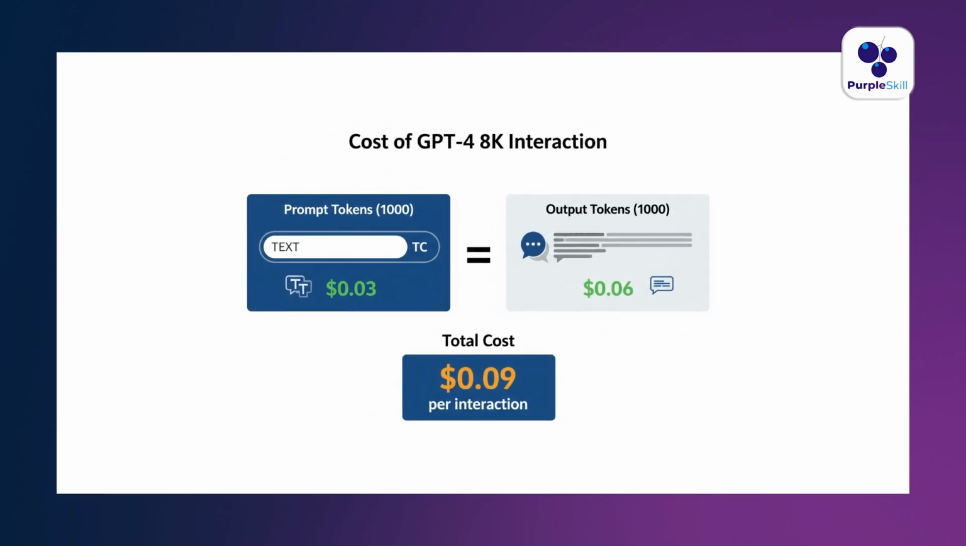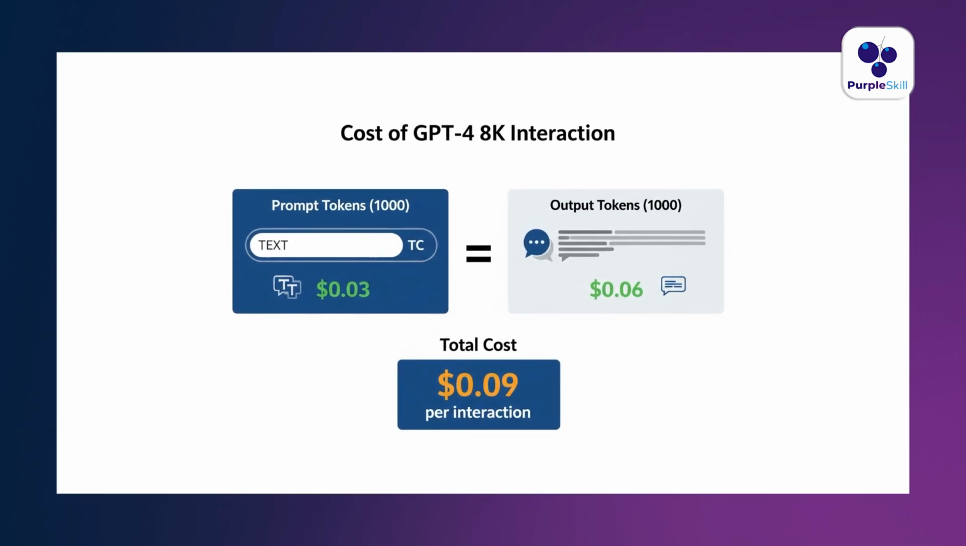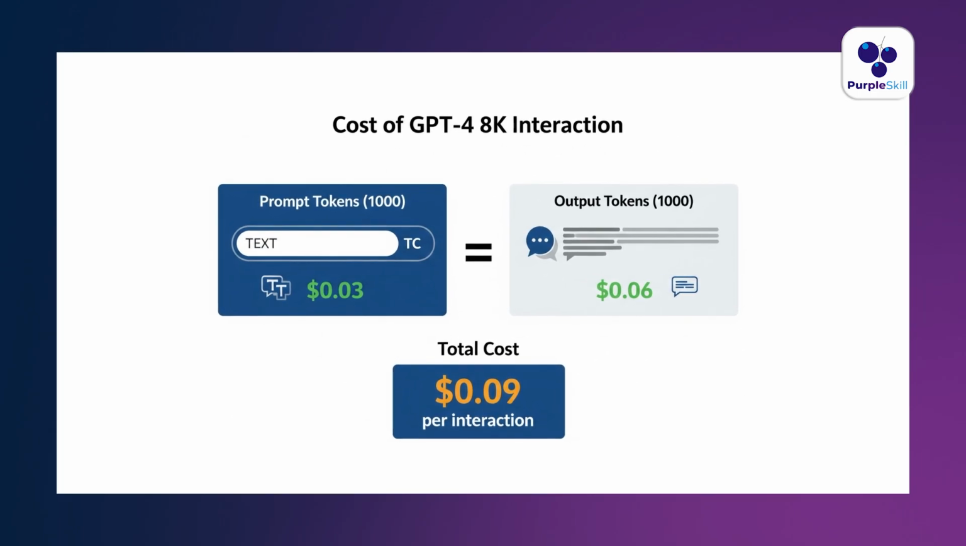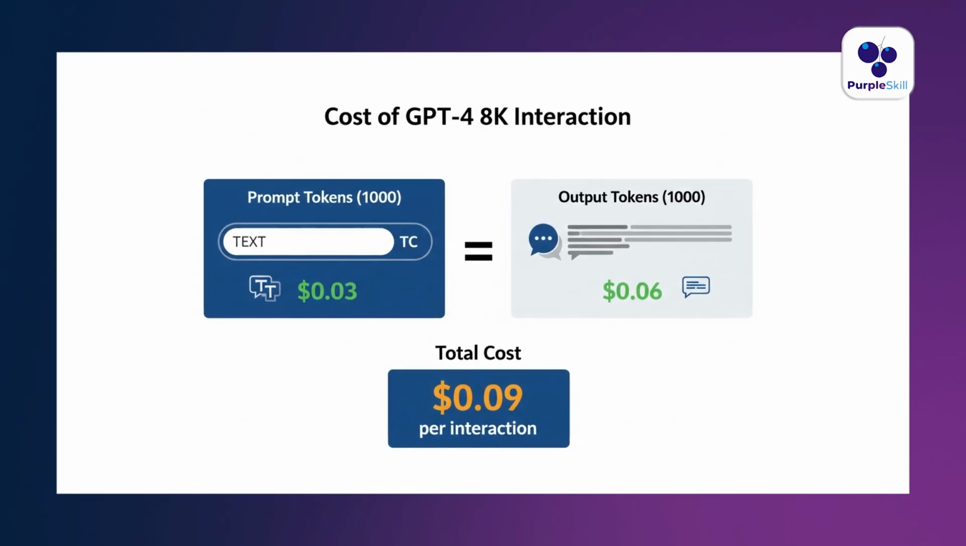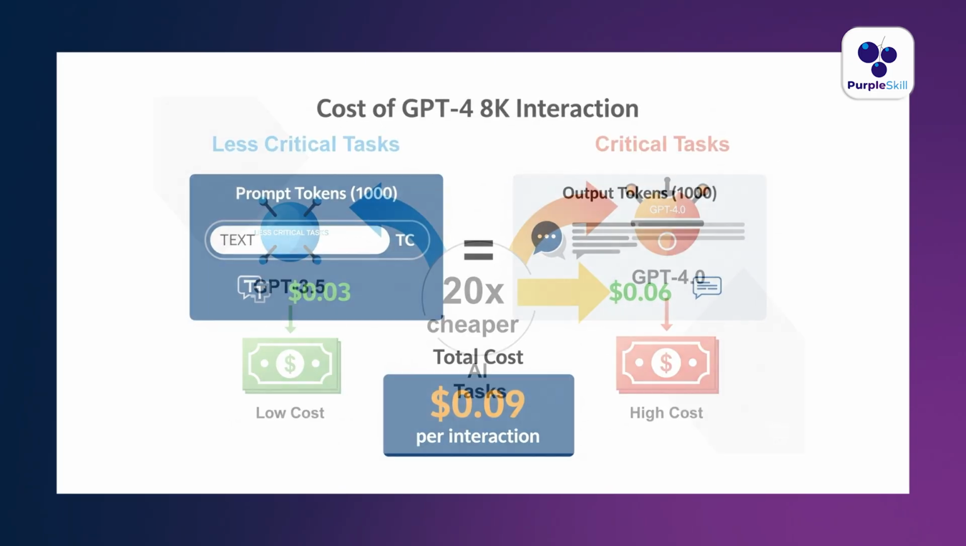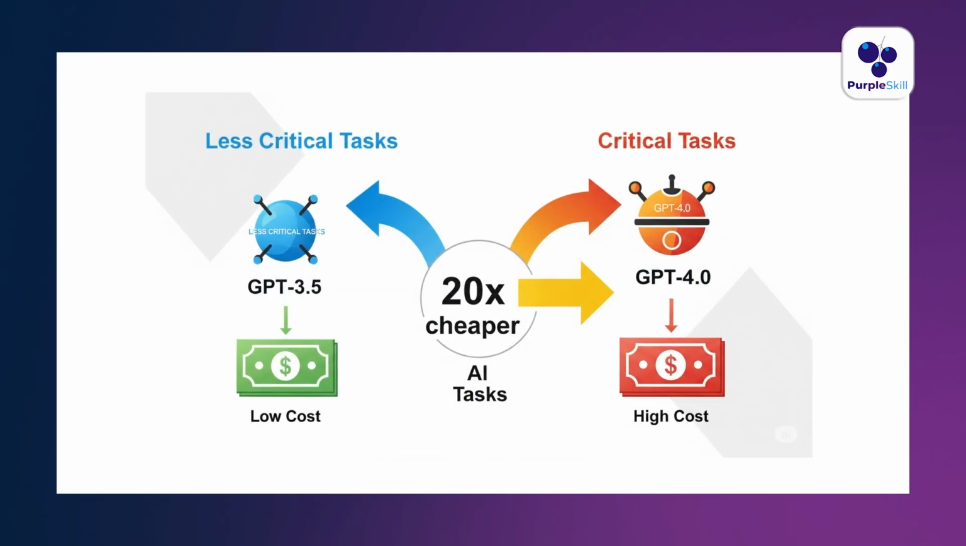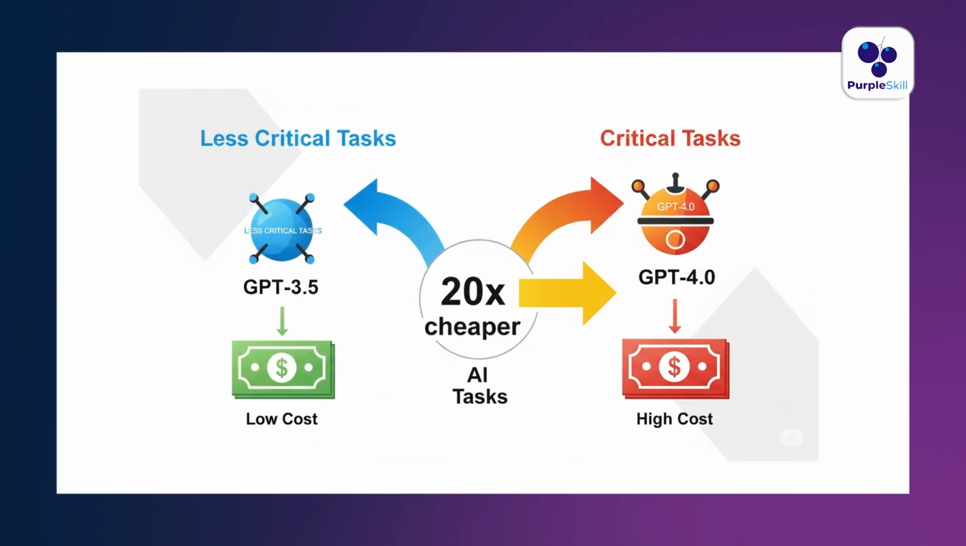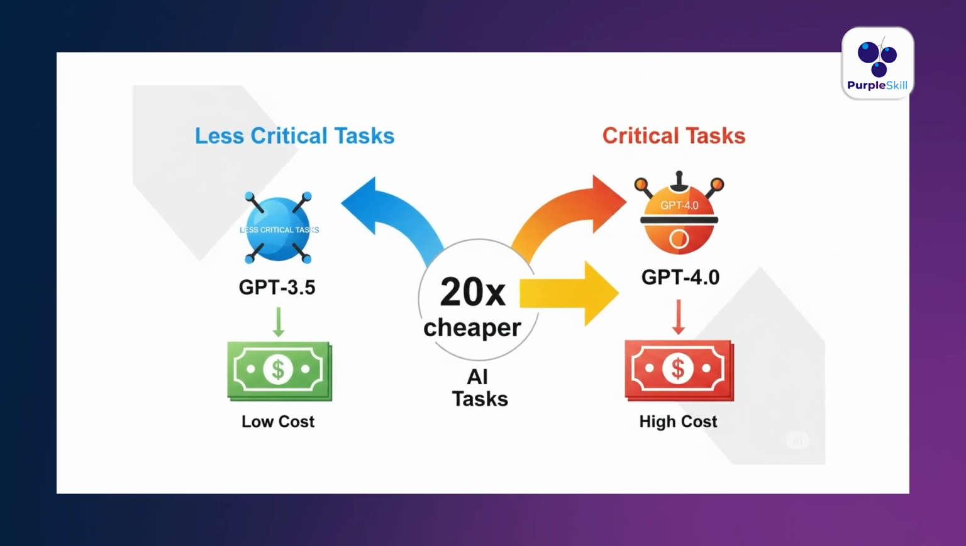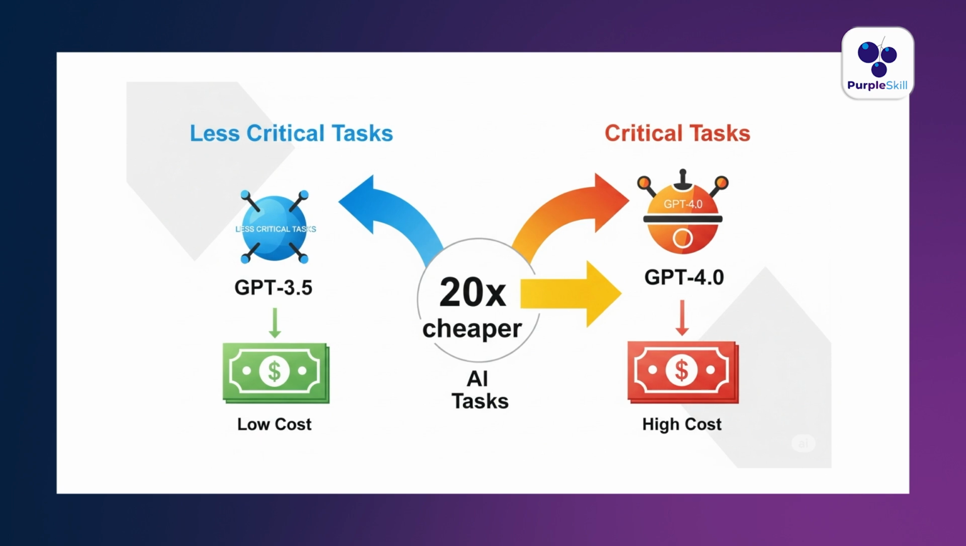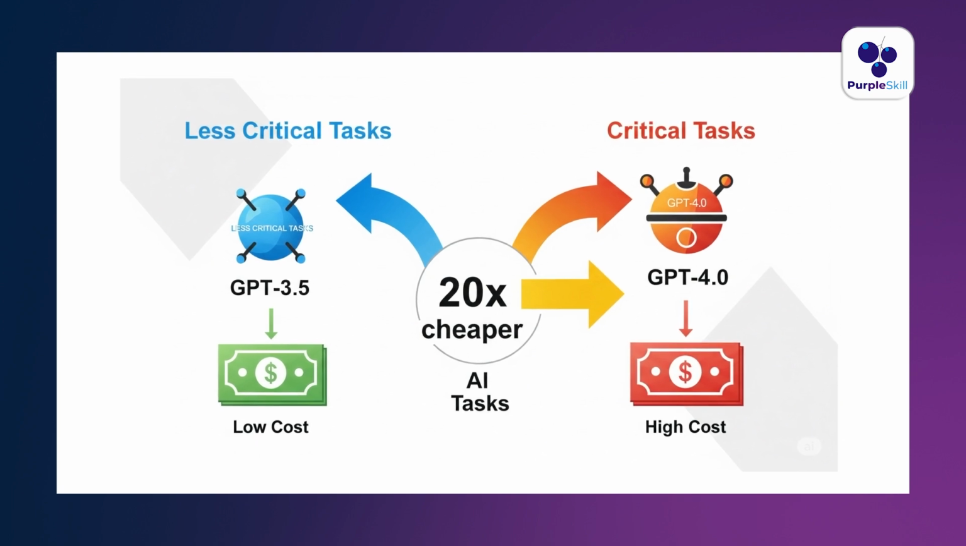If you send a 1000 token prompt and get a 1000 token response using GPT-4 8K, the total cost is 9 cents per interaction. Here is a tip for you: use GPT-3.5 for less critical tasks, which is 20 times cheaper than GPT-4.